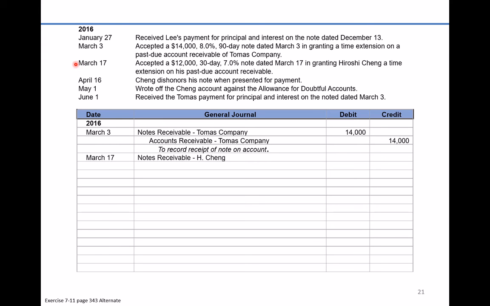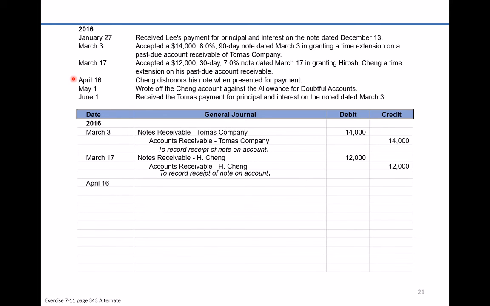March the 17th, note receivable H. Chang. It says they accepted a $12,000 30-day 7% note dated March the 17th and granting Hiroshio Chang a time extension on his past due account receivable. Wow, we've got a lot of customers that are not paying their receivables on time here. March the 17th, we're going to do a very similar transaction. Going to have a new note receivable for $12,000, and we're going to get rid of the old $12,000 account receivable balance.